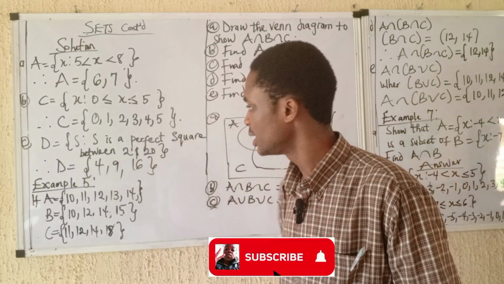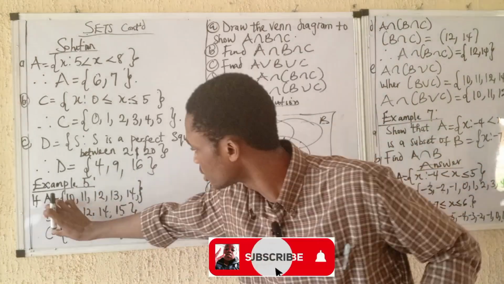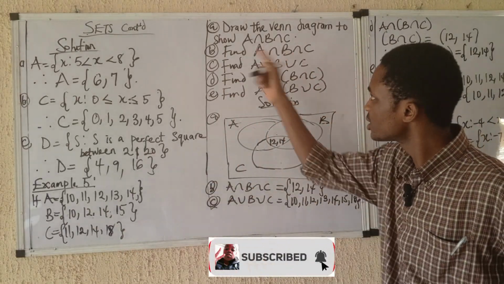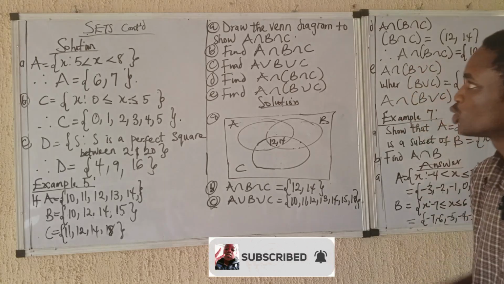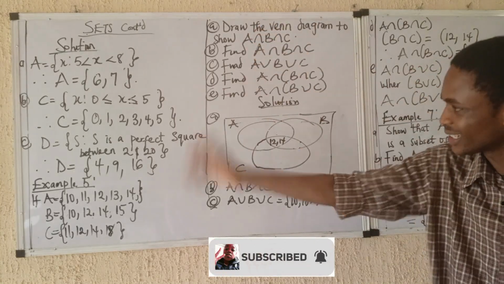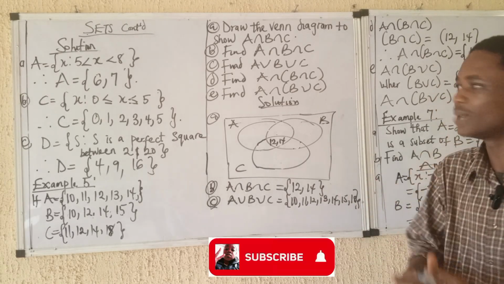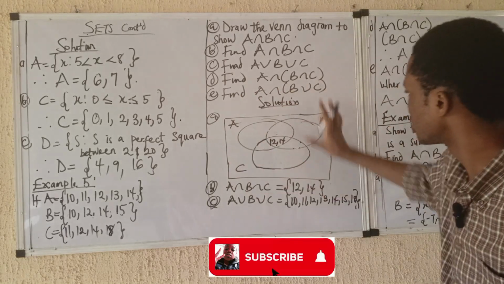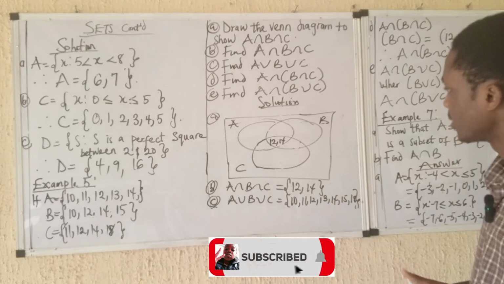Example 5. If set A contains the following elements, and set B contains the following elements, and set C contains the following elements. Question A: Draw the Venn diagram to show the intersection of the 3 sets. What is intersection? The elements common, the common elements. Now we look at the display of the solution on the board. This is a Venn representation. It's always circular with a boundary.